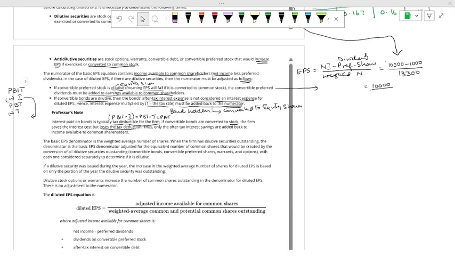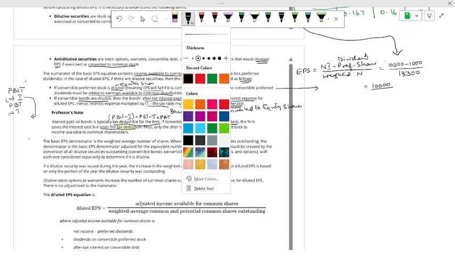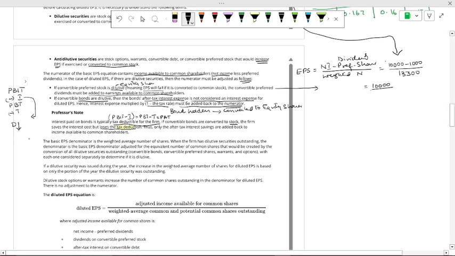The firm saves the interest cost, but what will they do? See the things. If debt is decreasing, D for debt, what will happen? Tax will increase. If debt increases, tax will decrease. That is one of the reasons companies borrow debt: to get the tax advantage. Write this down somewhere in your notes.